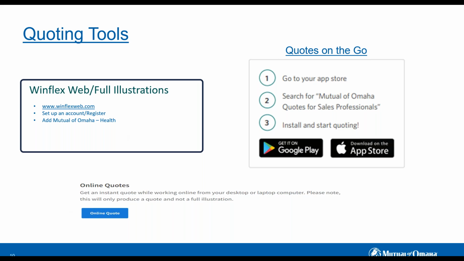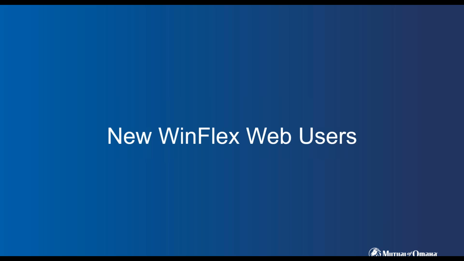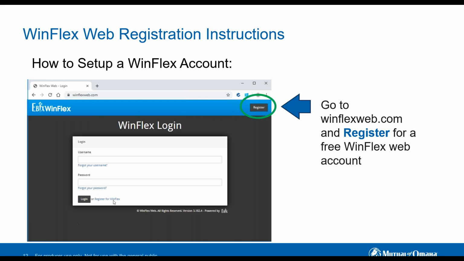And here's where I'm going to talk about WinFlex Web. WinFlex Web is where you can quote our long-term care product. For those who have not used this before, it's fairly simple. We just need you to register, and you would go to www.winflexweb.com. Over to the far right-hand side, you'll click on the word register. For first-time users, you want to click on register for WinFlex down at the bottom next to the login tab. So that's what you want to do if you're a first-time user.